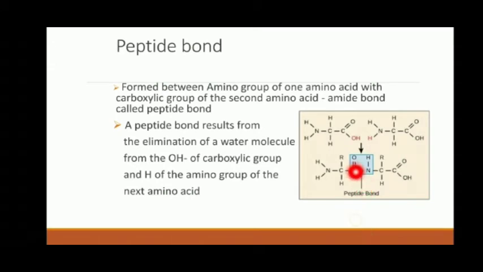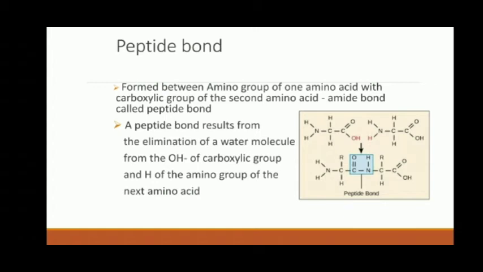So a peptide bond results from the elimination of a water molecule from the OH group of the carboxylic group of the first amino acid and hydrogen of the amino group of the next amino acid. In this way the peptide bond is formed. This peptide bond is the major bond present in a protein. The most important bond is this peptide bond. In addition to this peptide bond, a variety of secondary bonds are also present, as we discussed: disulfide bridges, hydrogen bonds, ionic bonds, hydrophobic bonds, etc.